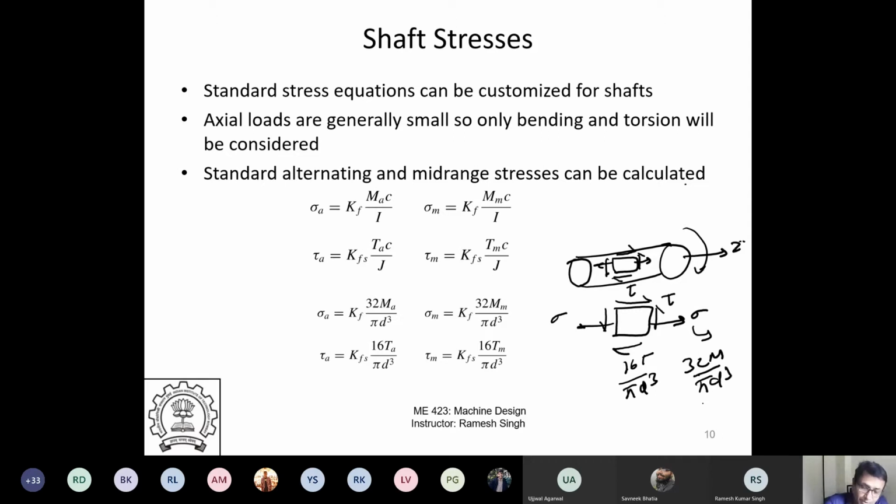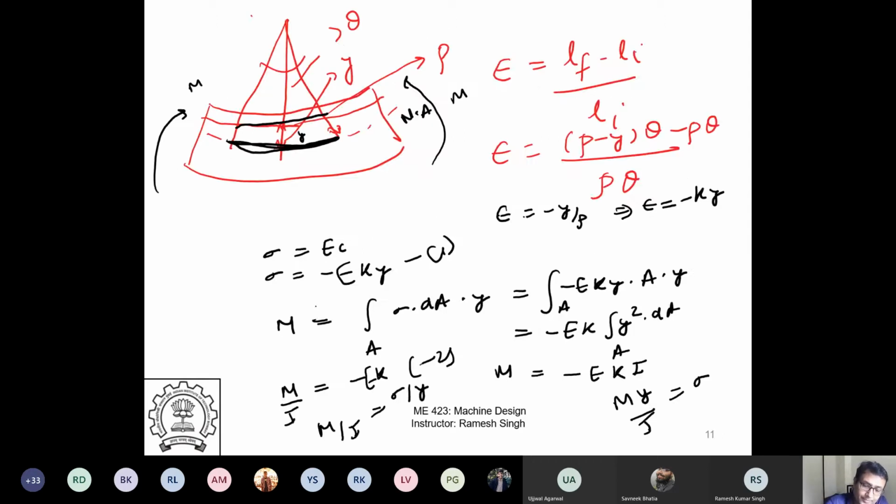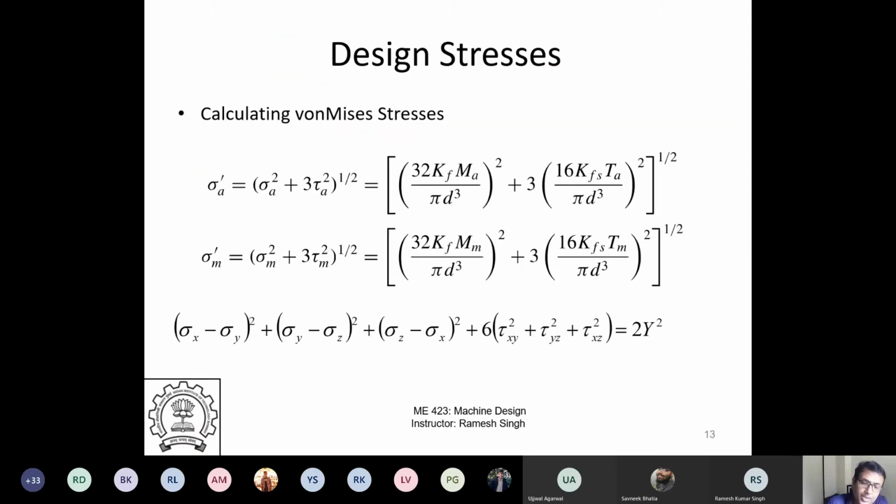Okay, so I'll show you how. So basically, if I have to get some equivalent stresses, how do I go ahead and do it? I have sigma A dash and sigma M dash equivalent. One way to do it would be that I do 2 sigma equivalent whole square.